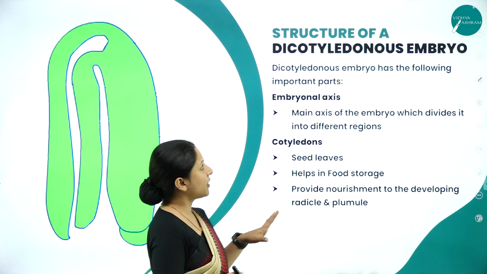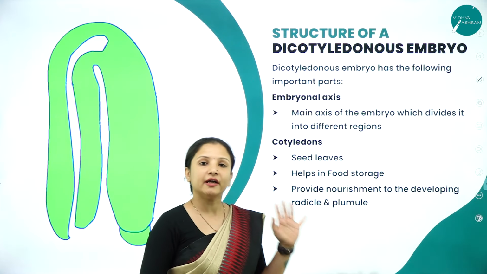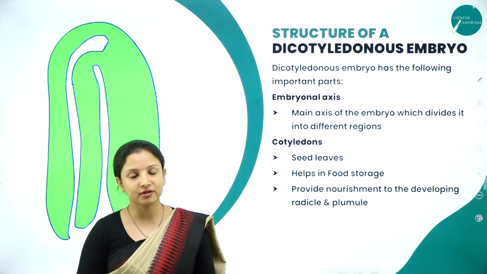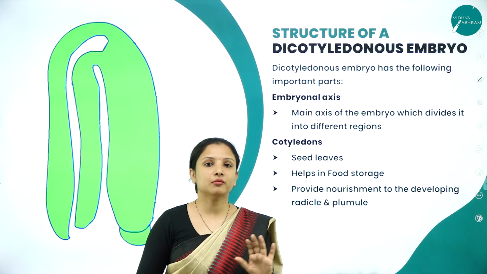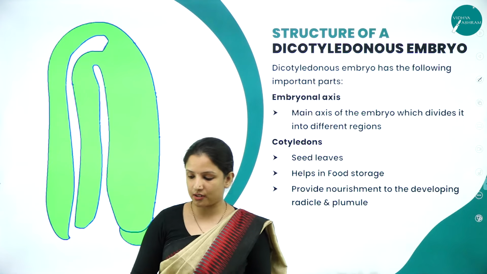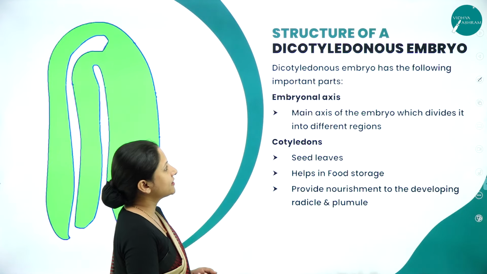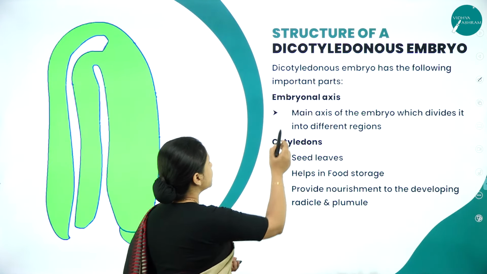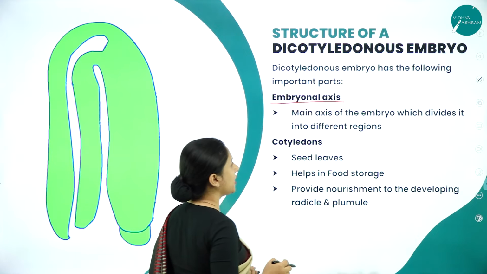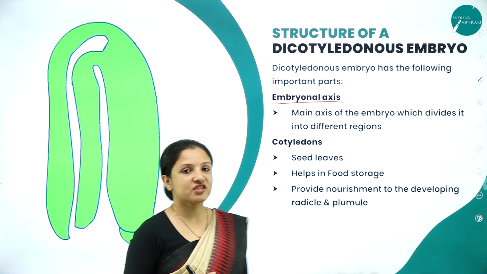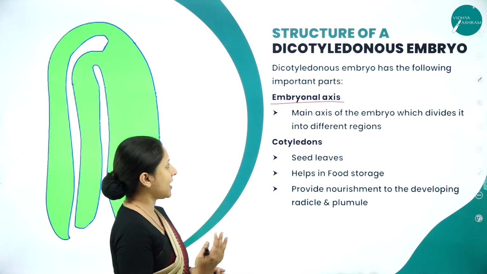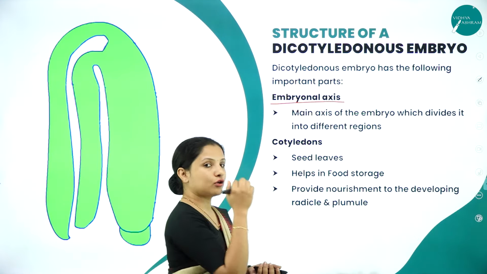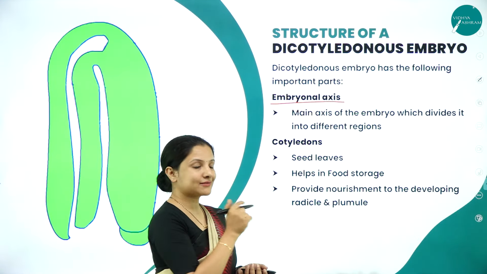Now we'll talk about the structure of a dicot and monocot embryo. We need to know the structure because structurally they are different. The dicot and the monocot embryo are different structurally. So the dicotyledonous embryo has the following important parts. The first is the embryonal axis. The main axis of the embryo, which divides the embryo into different regions, is called the embryonal axis. So what all lies in the embryonal axis, we will look into.